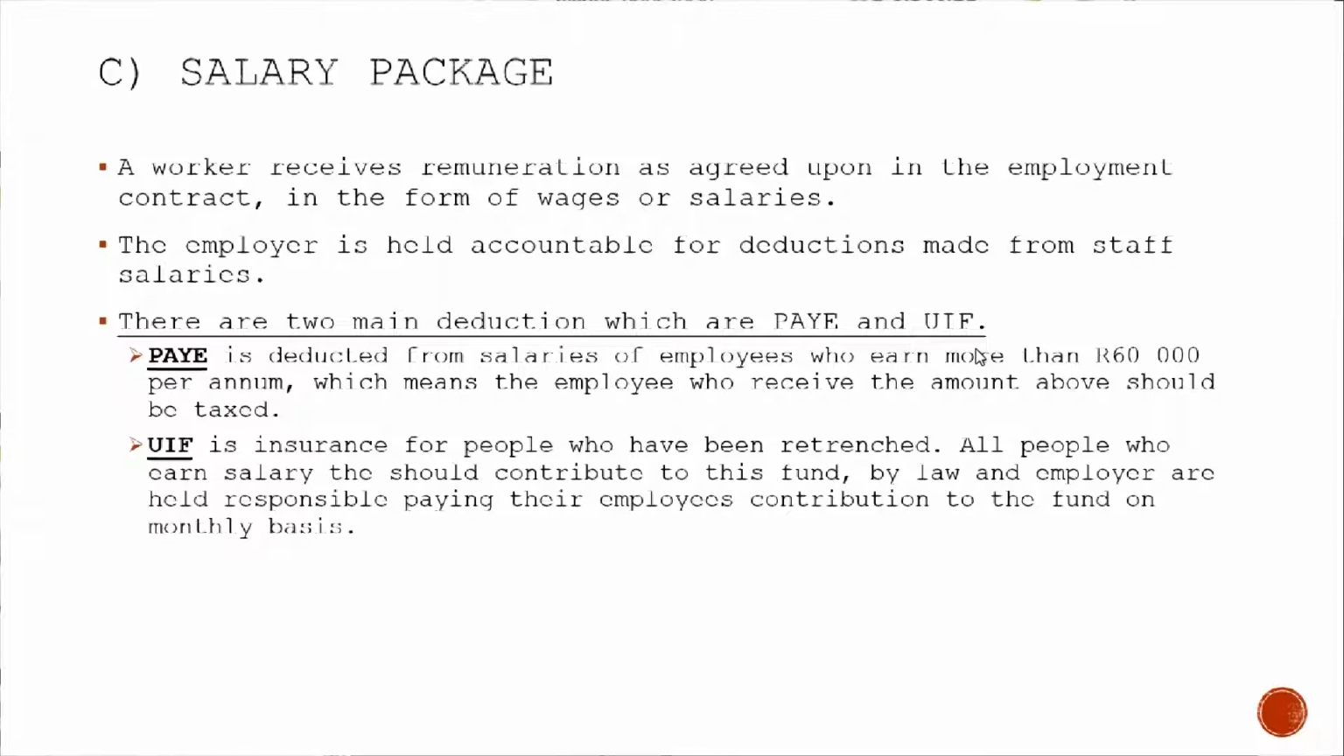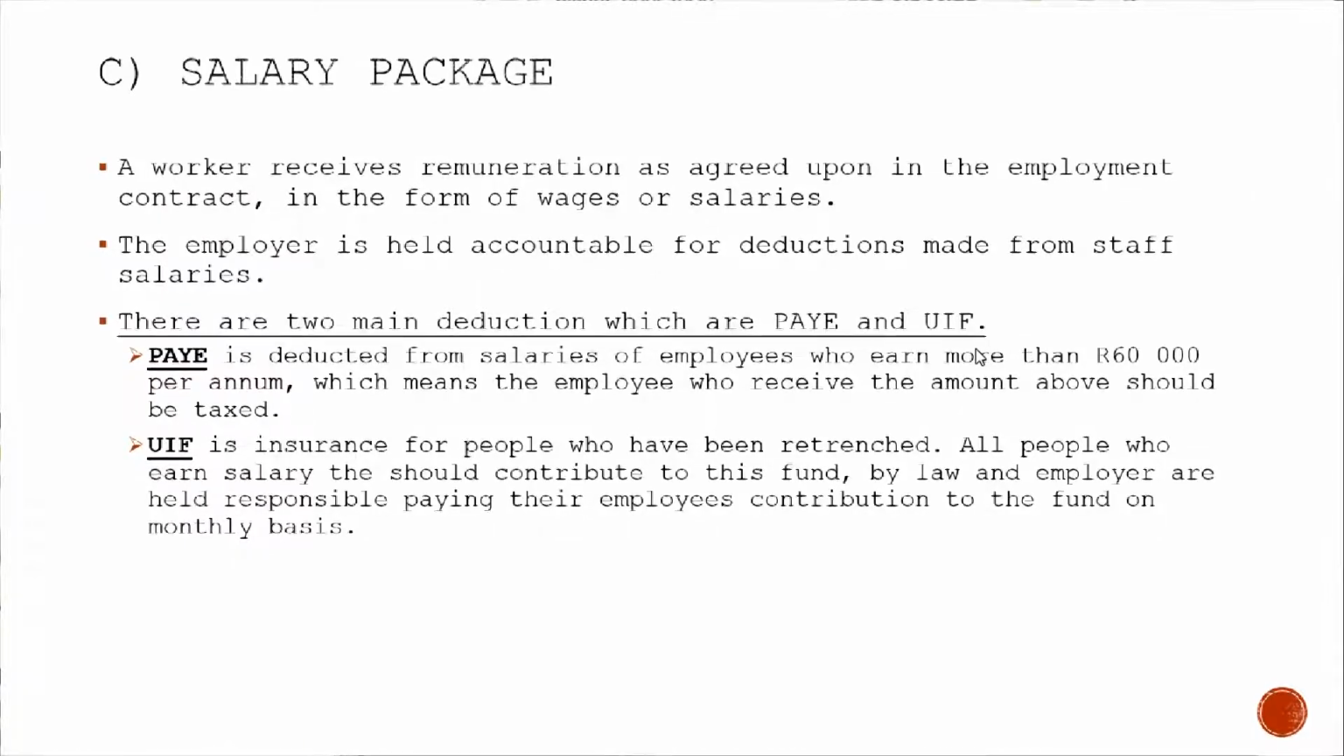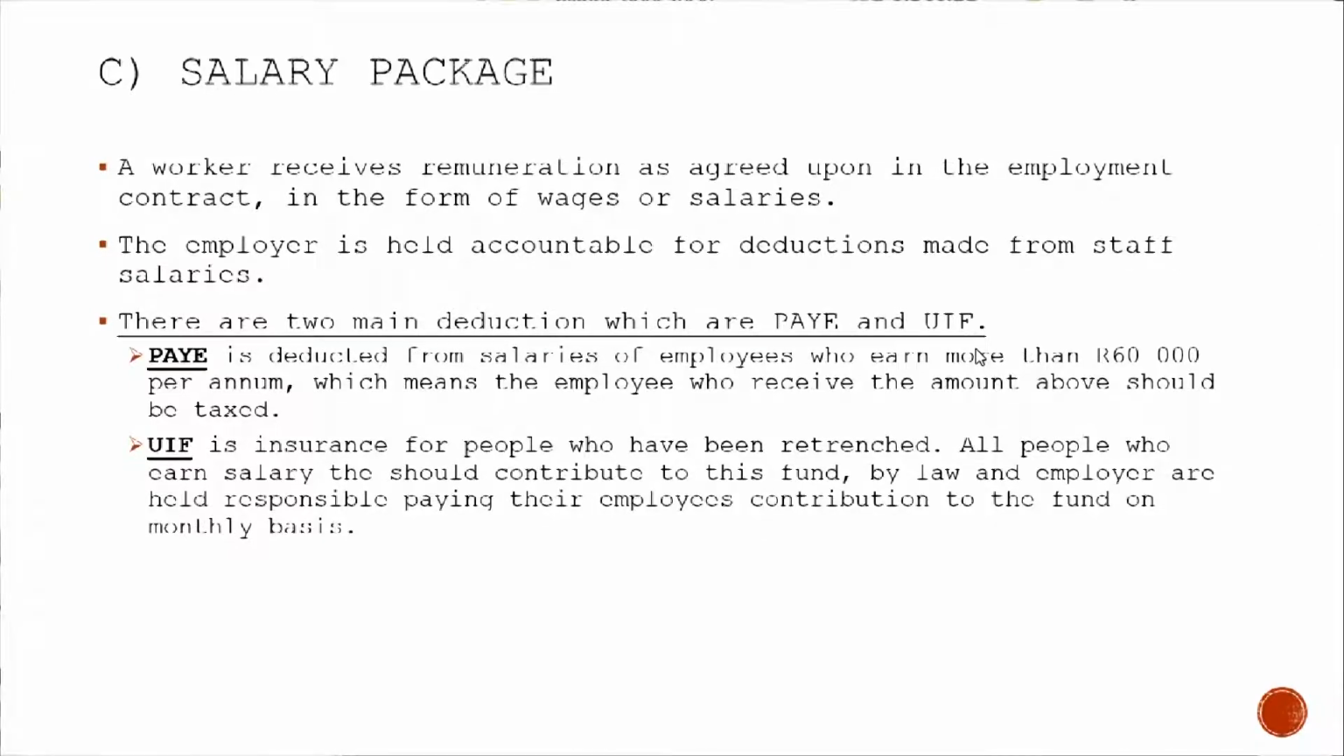UIF is insurance for people who have been retrenched, or the people who earn a salary should contribute to the fund. By law, the employers are held responsible for paying employees' contributions to the fund on a monthly basis.